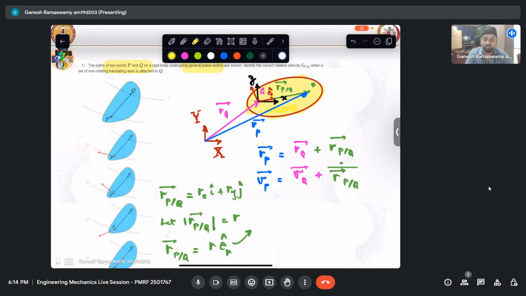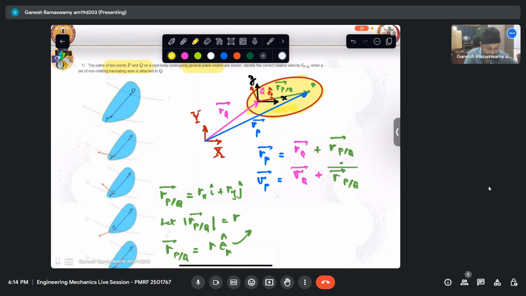So given a force, what will be its acceleration? Or given an acceleration, what would have been the force applied? And the rotational analogs of these two. So that is what we are trying to build upon. So this is the essence of our relative motion analysis.